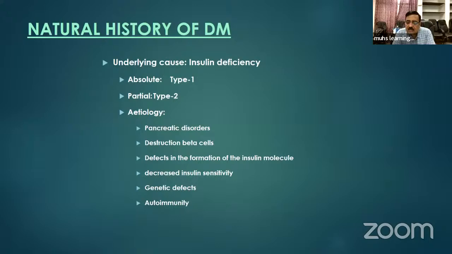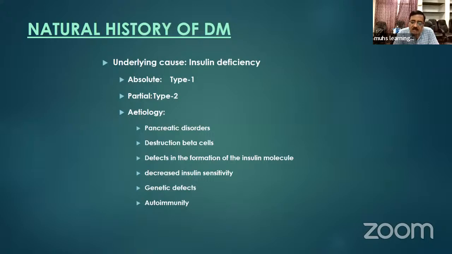So what is there? These cells are destroyed, and they cause less insulin secretion and hyperglycemia. There are other types of diabetes also in which the pancreatic beta cells are all right, but the insulin formation is there, but insulin molecules are not packed, and then they are not secreted, and that also causes diabetes. There is decreased insulin sensitivity, particularly resistance, which is there, particularly in the obese individual having a lot of fat mass.